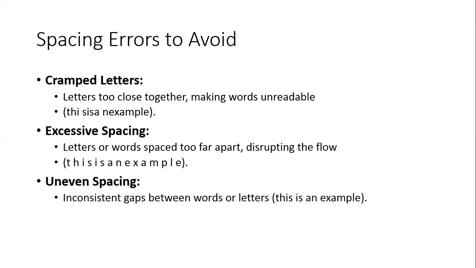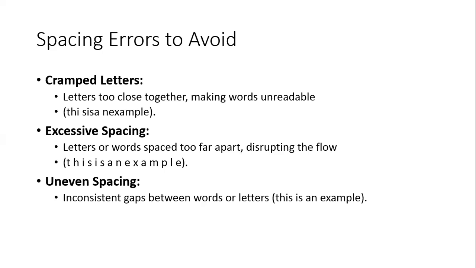So the things you have to avoid are, first, cramped letters: letters too close together, making words unreadable. See here, this is an example sentence. Your writing will be like this. That should not be the case. Second, excessive spacing. See, T one space, H one space, S one space. That should not be the case. It disrupts the flow.